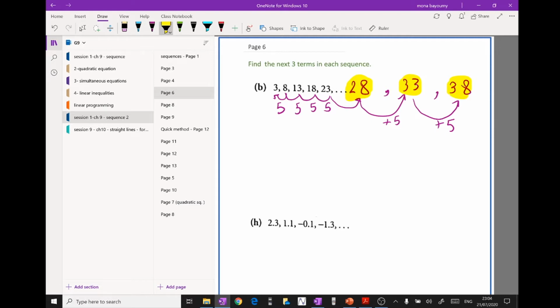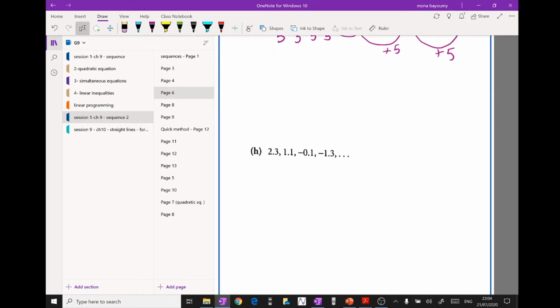Sometimes we can find it as a decimal or fraction or something like that, so you have to follow the same way. 1.1 minus 2.3 is equal to negative 1.2. Again, negative 0.1 minus 1.1 is equal to negative 1.2. So no need to complete, we just want to know the common difference. The common difference is negative 1.2. So to find the next three terms, you have to subtract 1.2 each time.